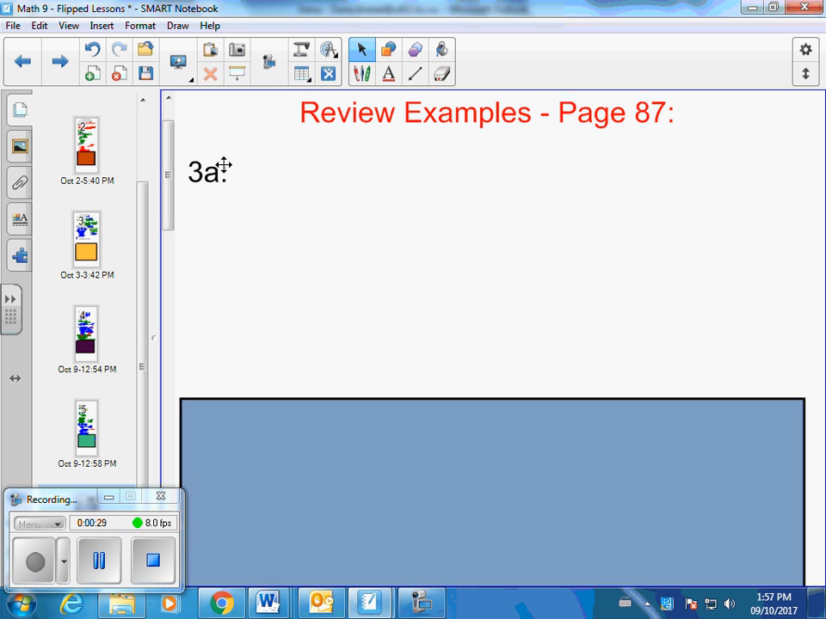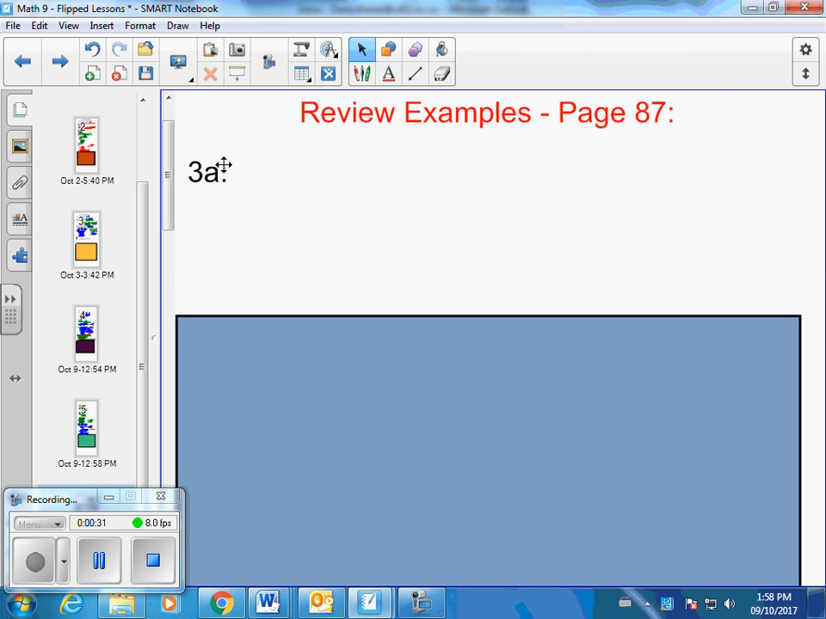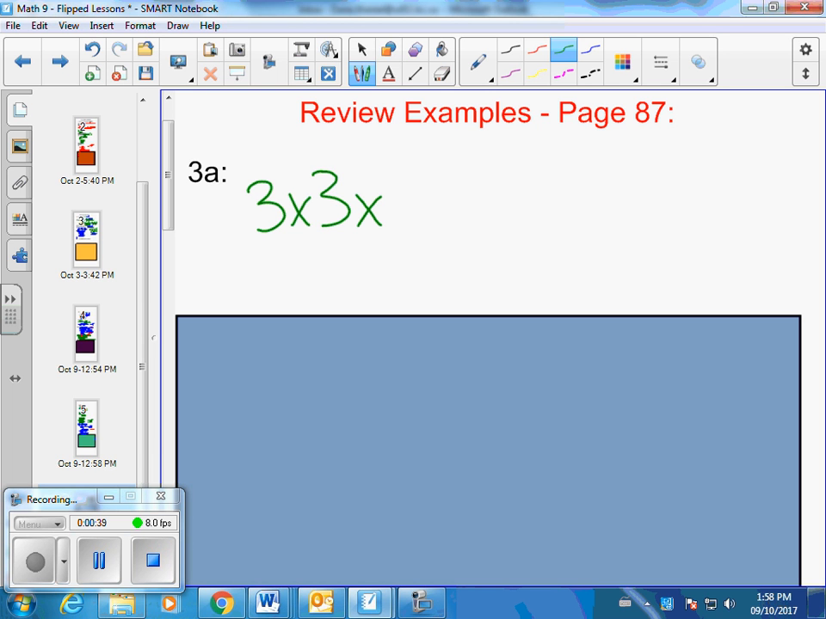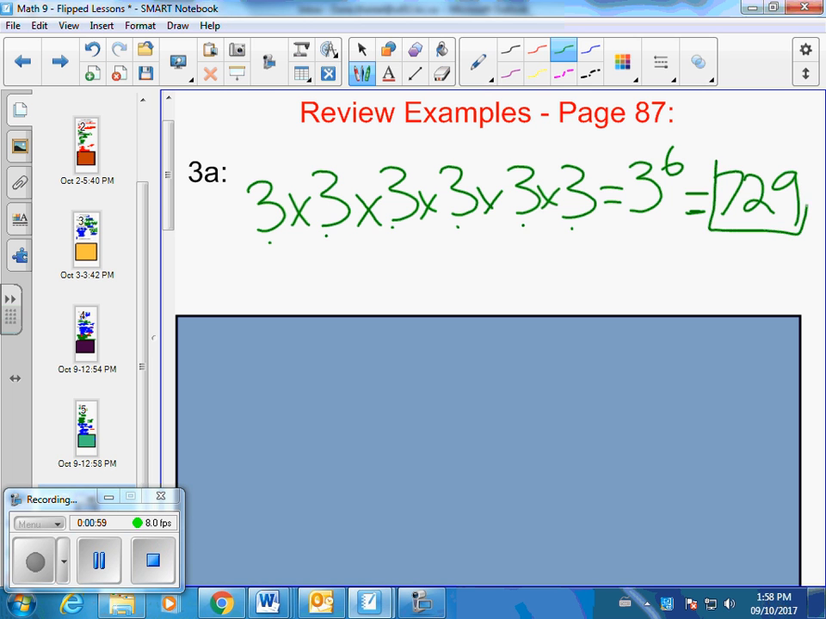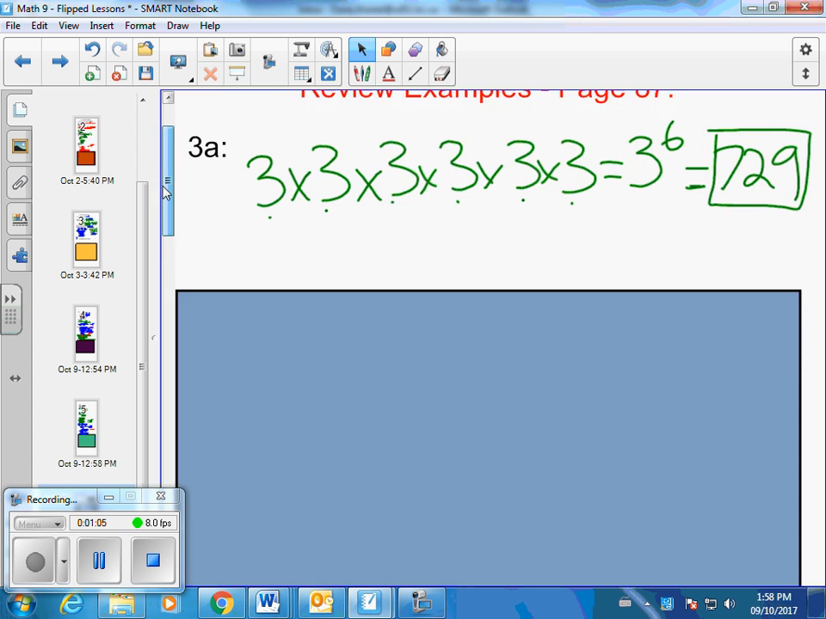So we're going to start with question 3A. Pretty simple, but just to make sure we review, if we are given a question where they've written repeated multiplication, 3 times 3, what they want us to do is rewrite it as a power, which winds up being, in this case, 3 to the 1, 2, 3, 4, 5, 6, 6, and they want you to tell us the answer. If we punch it into our calculator, we get 729. Very, very simple. So do the rest of question 3 on your own.